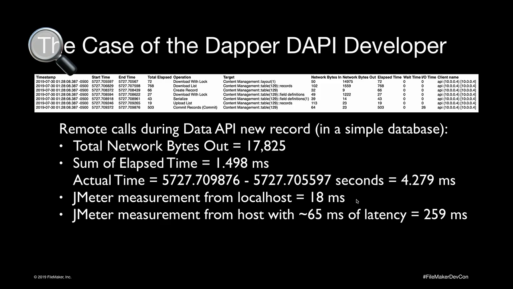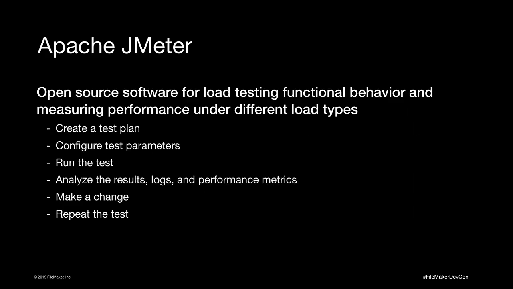Measuring this from the perspective of the REST client, on localhost, it was about 18 milliseconds. And with 65 milliseconds of latency, we were seeing 259 milliseconds of elapsed time, about a quarter of a second for that request to create a new record once we were already logged in with the data API session. So you can infer from that there are basically 4 round trips occurring from the client to the server for that action to occur. All right.